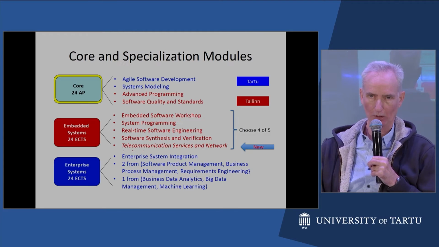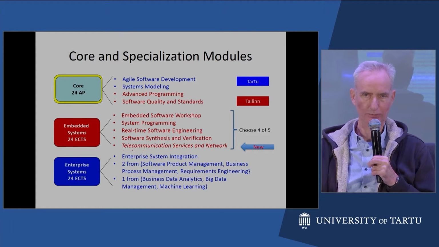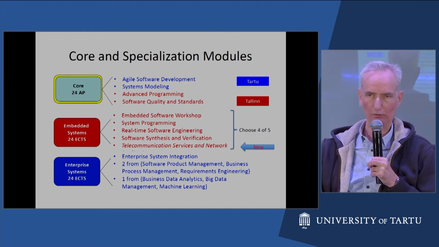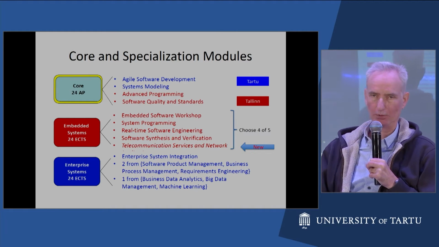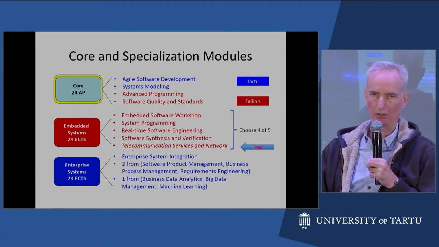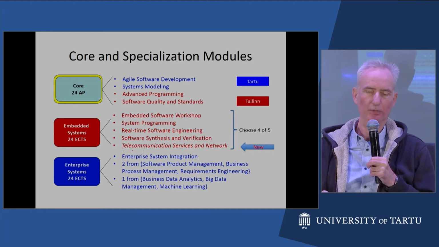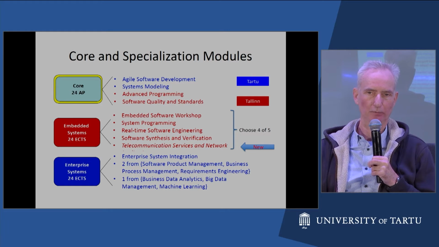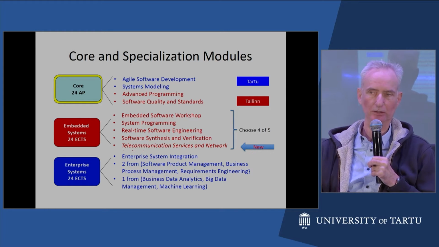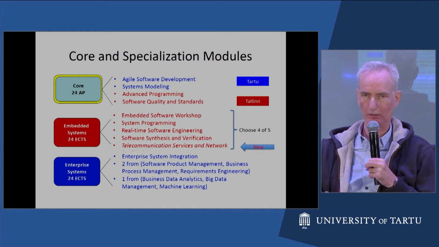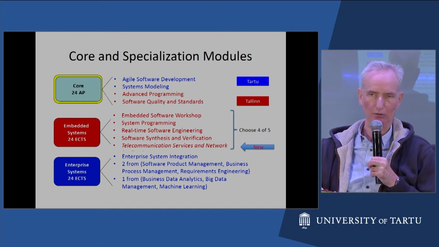the thesis. So now let's have a quick look at the core and specialization modules. Now at the top, you see the core module. The 2 courses in blue are the ones taught at Tartu University, Agile Software Development and Systems Modeling. And the red courses are taught at Tallinn. So they have a course on, basically, functional programming advanced, it's called advanced programming, and some basics that all software engineers should know about software quality standards. And that is taught also at Taltech.